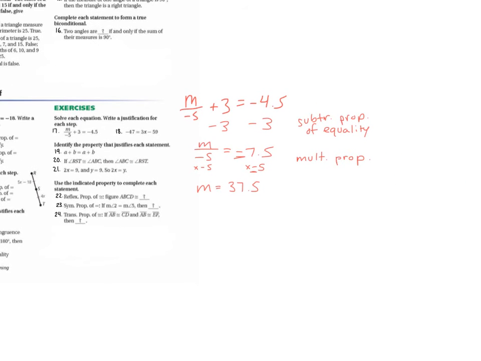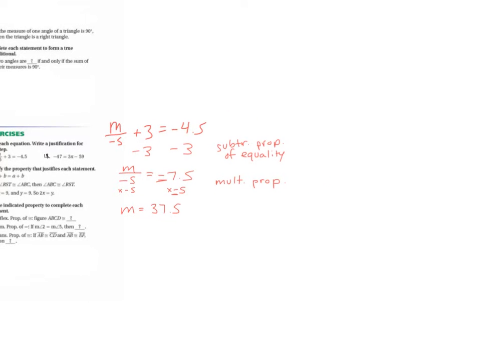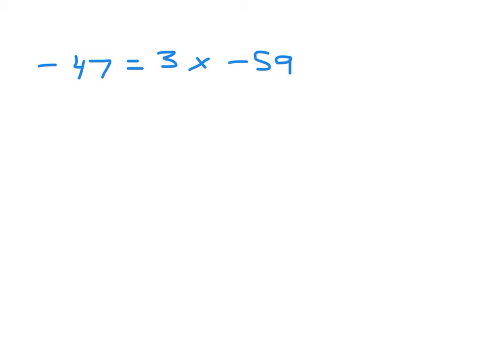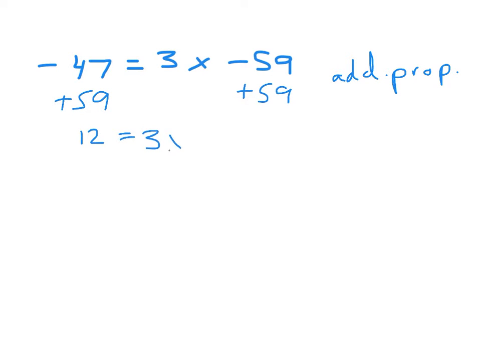Okay, so that's 17. Now let's do 18. We're going to do the same thing. So we have negative 47 is equal to 3x minus 59. We can add 59 to both sides. And what's our justification? Addition property of equality. So we get 12 is equal to 3x.